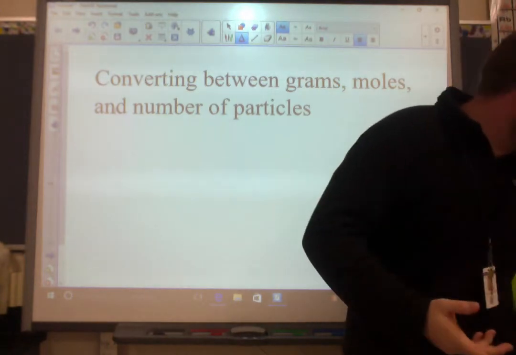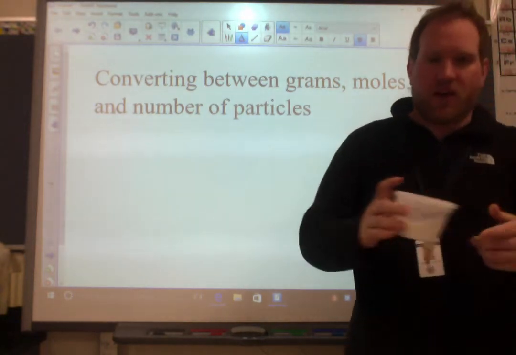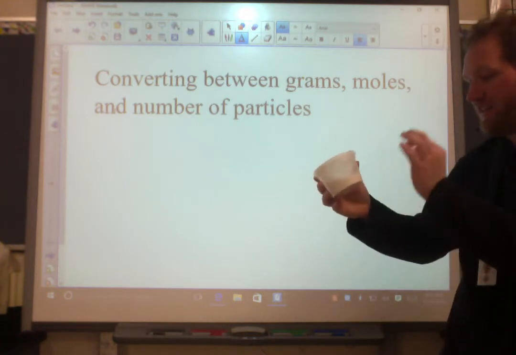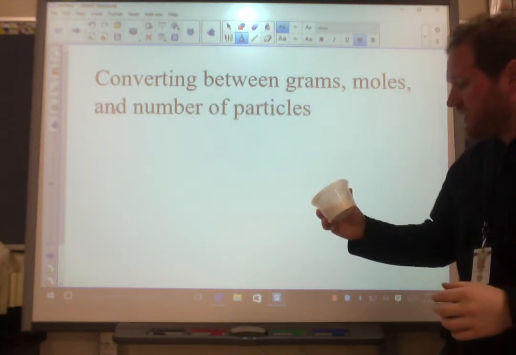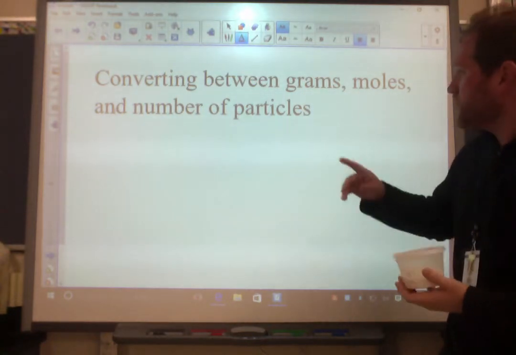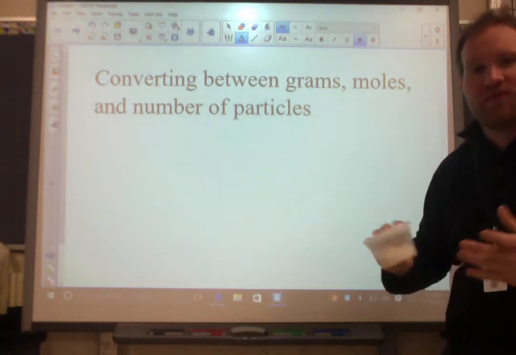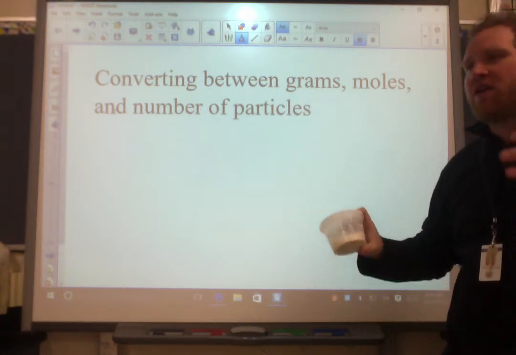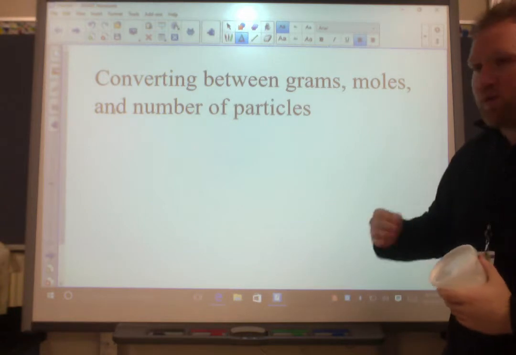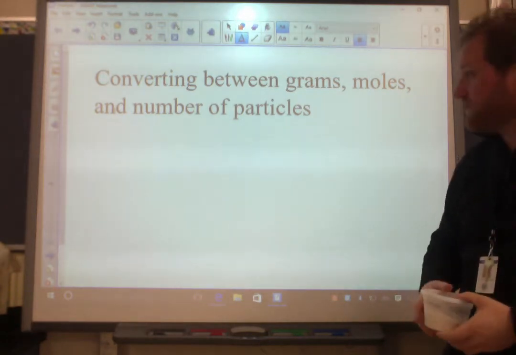I mean, if I said how many moles of flour, how many particles of flour do I have here? Literally, how many little tiny molecules? The number would be so ridiculously large, it's not very practical. So we use moles as a way of kind of simplifying that. It's sort of like a dozen of something is 12. Well, a mole of something is just going to be 6.022 times 10 to the 23rd.